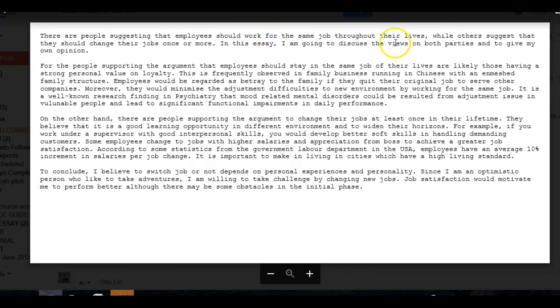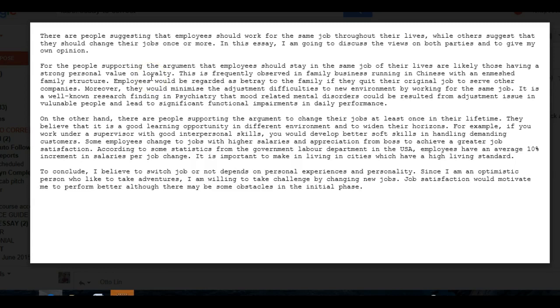Then I'm going to discuss the views on both parties. I think you meant the views of both parties, because they are the views that belong to these parties. And then you didn't need the "to" here, because I'm going to discuss the views and give my own opinion, so this was unnecessary. Alrighty, let's move on.